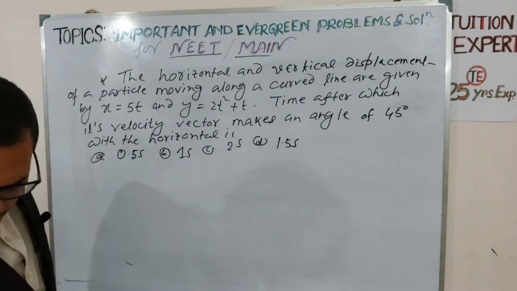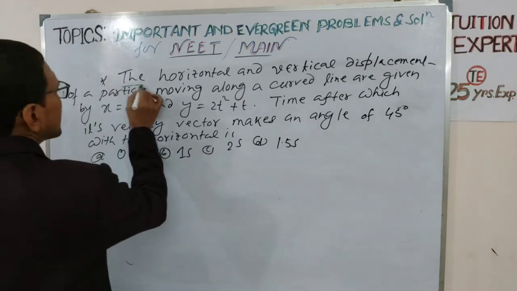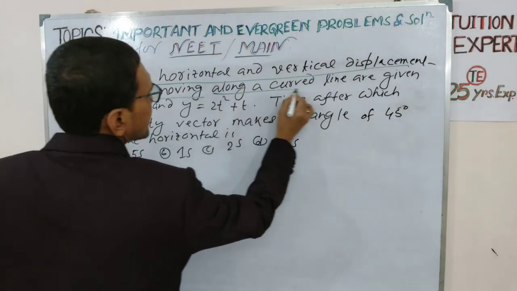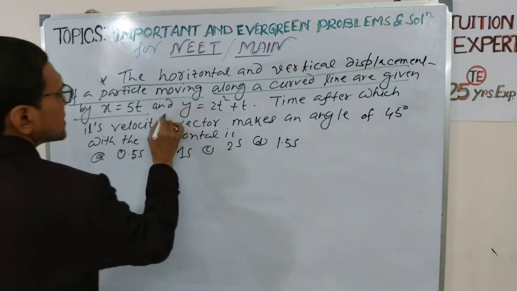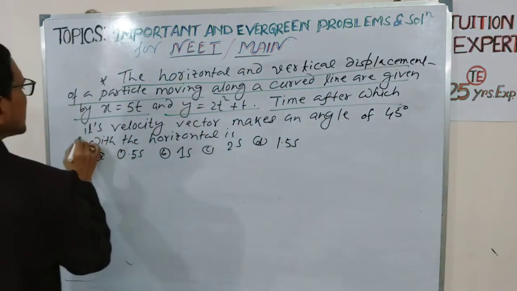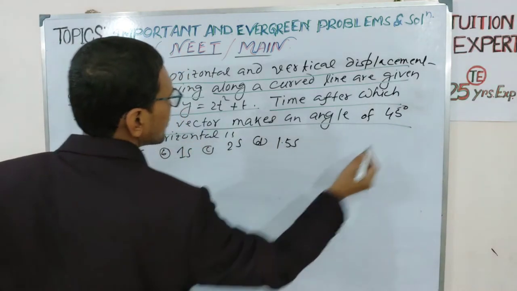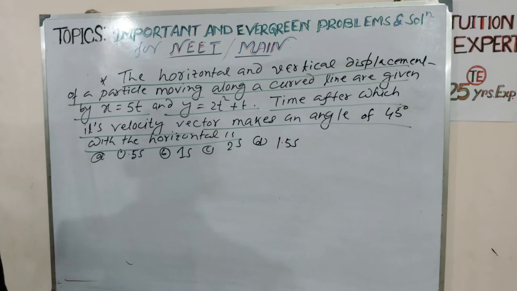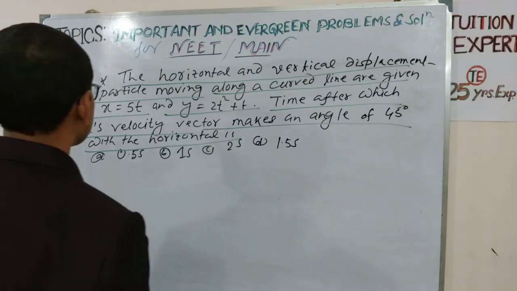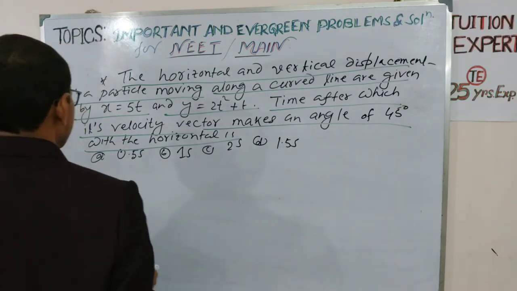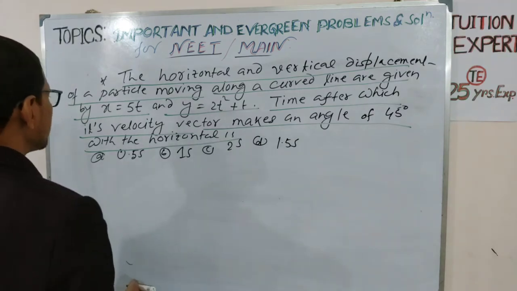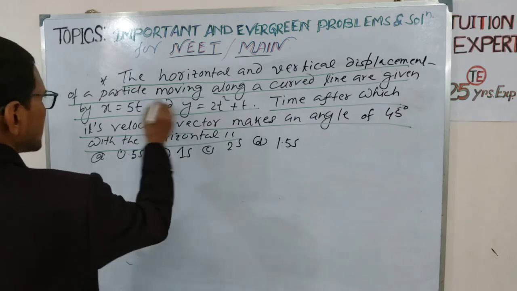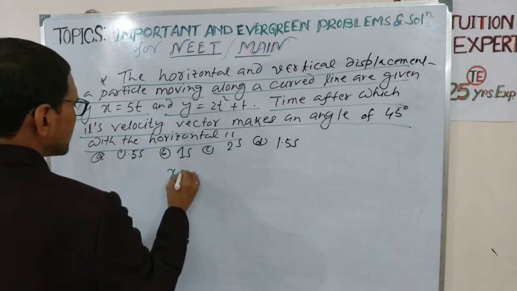I repeat the problem once again. The horizontal and vertical displacement of a particle moving along a curve are given by x equal to this and y equal to this. The time after which its velocity vector makes an angle of 45 degrees with the horizontal is this. Now here we have to find first the velocity, the x component of velocity and the y component of velocity. We get from this equation x equal to 5t.